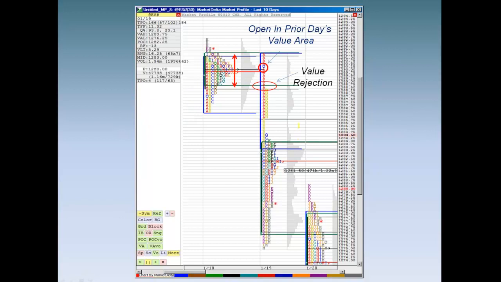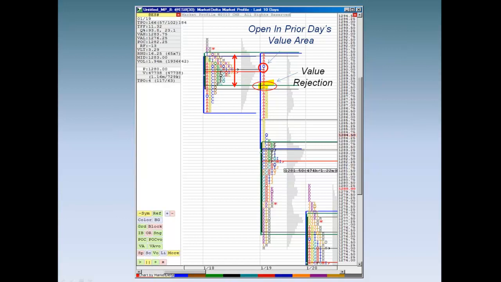All of a sudden, during our first half-hour period, we begin to see that period A pierced right through the low of the value area for the prior day. So immediately, this tells me I'm moving out of the old day's value area. The value area is being rejected. So let's see what continues on to happen as this develops.